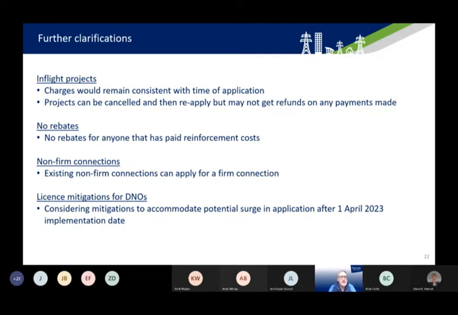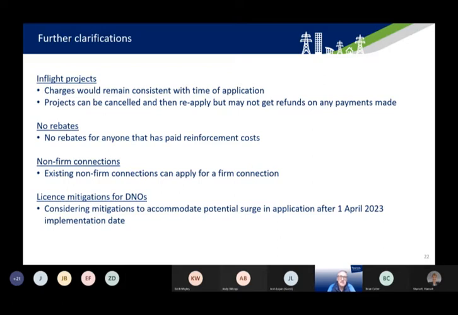The third point is about non-firm connections. Across GB, there are a number of people who've connected on what are generally known as flexible connections, where they've made that commercial choice to connect with the risk of curtailment, and they've saved the reinforcement cost currently. Ofgem's confirmed that yes, people can apply for a firm connection, and that will just be like a new application, and that will go through, and then the new rules would apply.